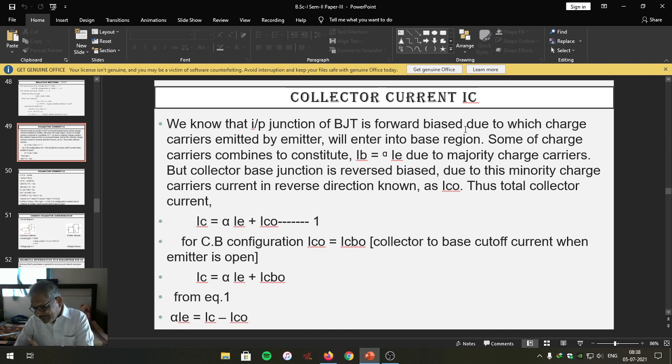Some of the charge carriers combine to constitute the base current. So that base current is given as alpha into IE. IE is the emitter current due to emitted charge carriers. Why only a part? Alpha is less than 1. If alpha becomes 1, then IB is equal to IE. But assuming alpha is less than 1, IB is always less than IE.